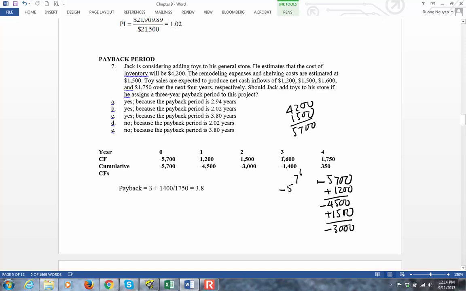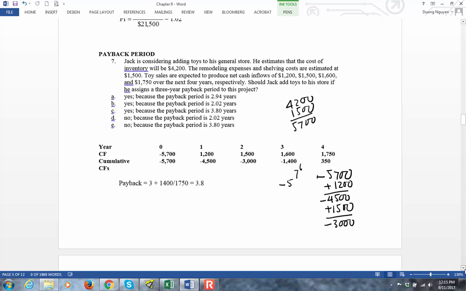Somewhere between year 3 and year 4, you need at least 3 years and a portion of year 4. How to calculate the portion of year 4? You start with 1,400, that is the amount you need to recover, and during year 4 you have 1,750. So it is 1,400 over 1,750, on top of the 3 years, so the payback is 3.8 years. Very simple to calculate payback.